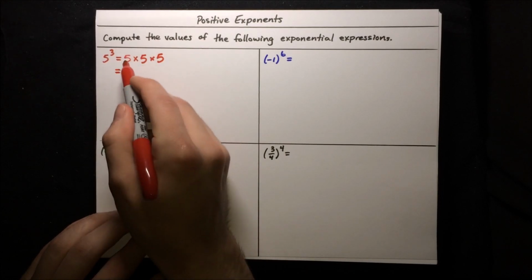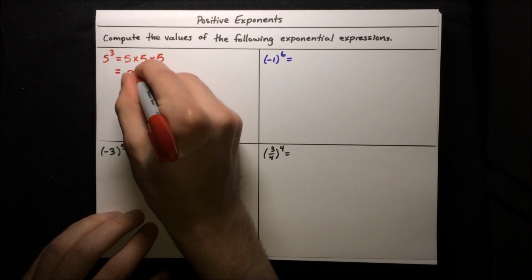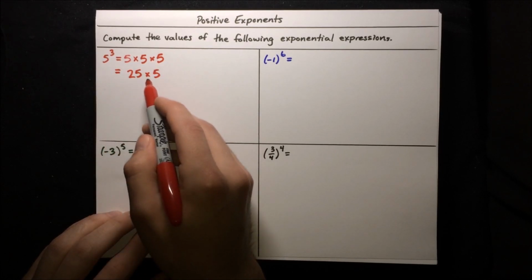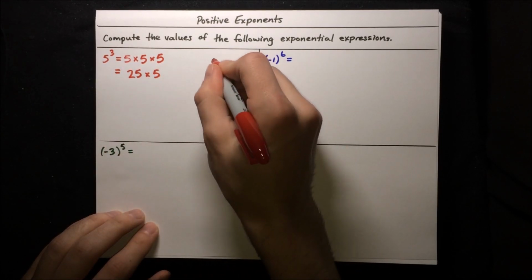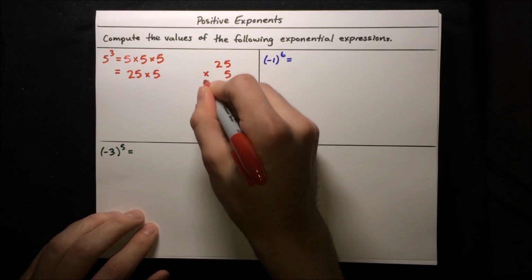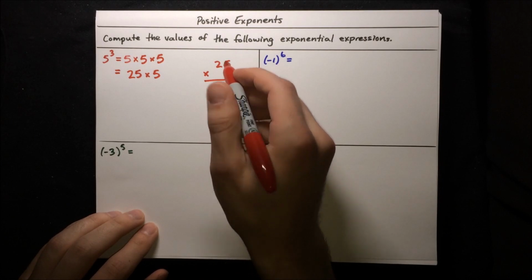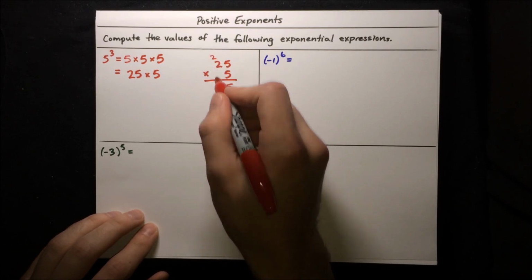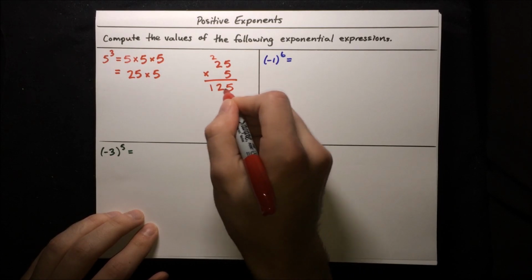Well, we know that 5 times 5 is 25. So this is just 25 times 5. And what's 25 times 5? Well, we can just multiply it out, set it up. How about 25 times 5? Let's multiply. 5 times 5 is 25. And then 5 times 2 is 10, plus 2 is 12. So 125.